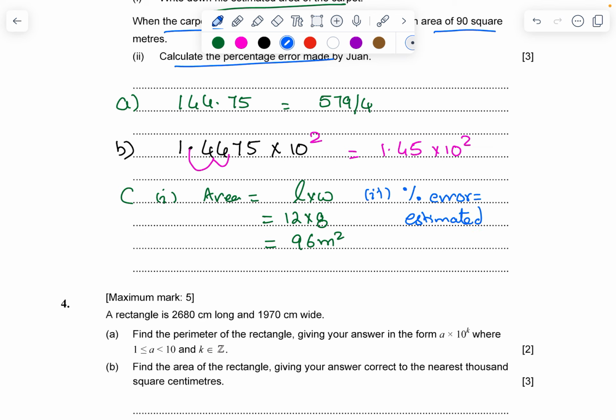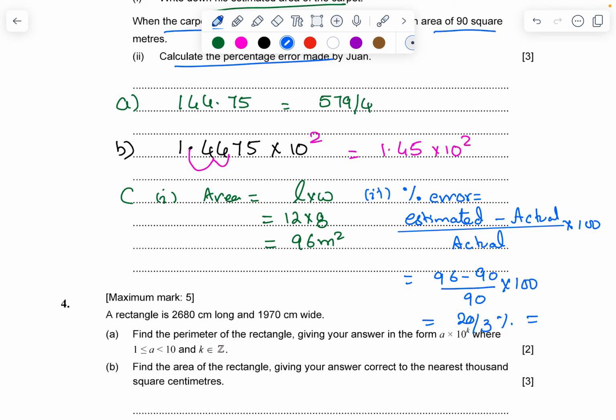If at all you are not familiar with the formula, the formula is estimated minus actual divided by actual times 100. So estimated was 96 minus actual was 90, divided by 90 times 100, which is going to be nothing but what? 20 upon 3%. Or if you want to write in decimal, 6.67%.